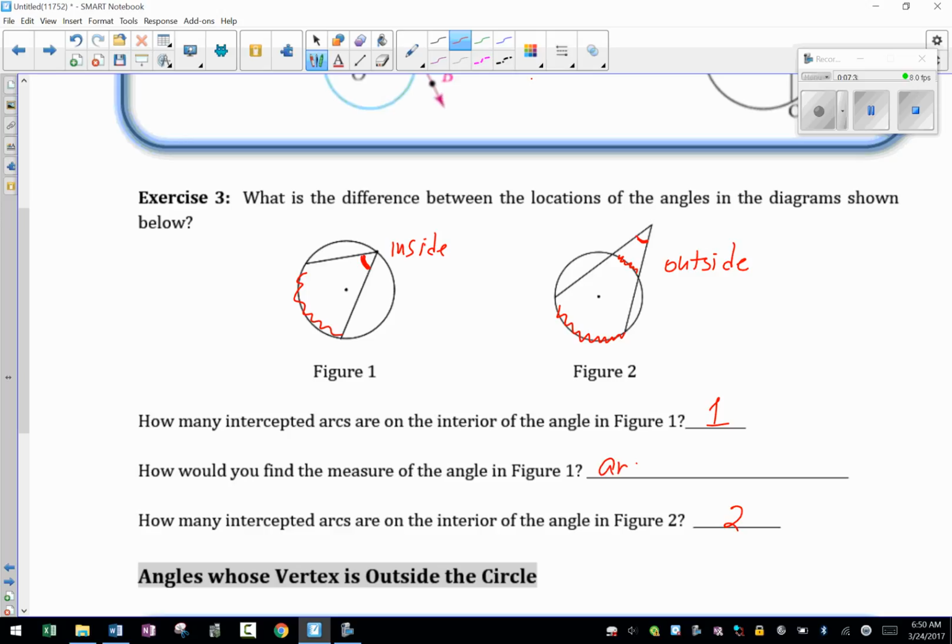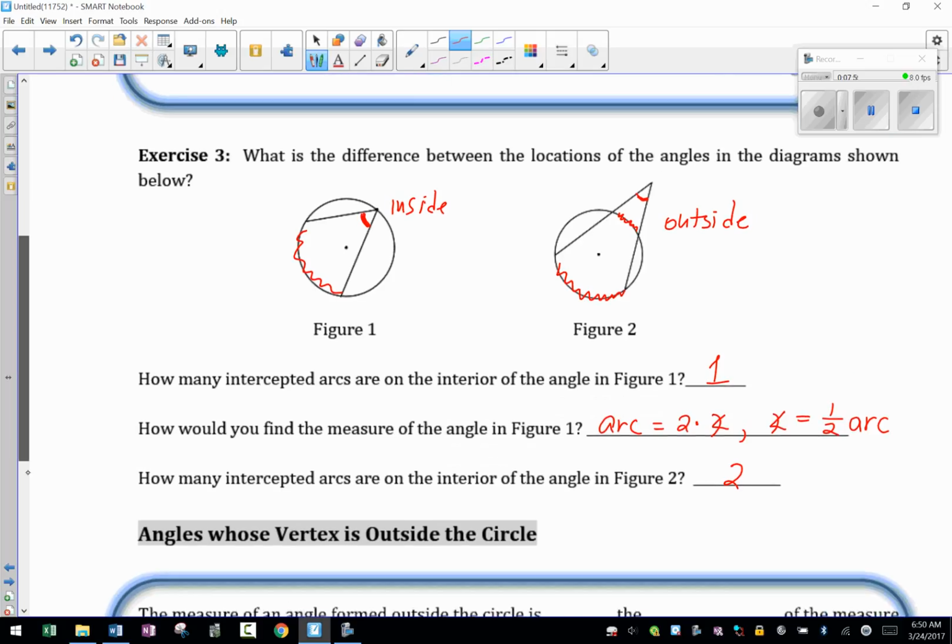How would I find the measure of the angle in figure 1? The arc is 2 times the angle, or the angle is 1/2 the arc, depending on how you look at it. So the rule here is when you only have 1 arc, you take half of it. But what would I do with 2 arcs? I can't take half of each of them. I mean, that's a little weird. So we do a little something different over here.